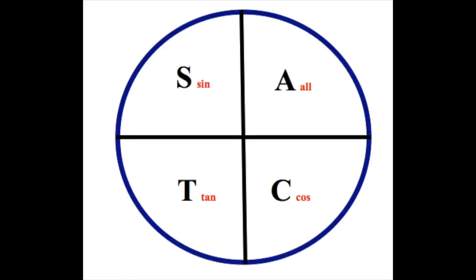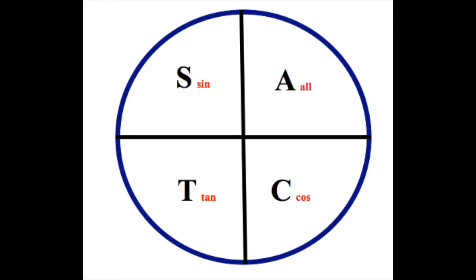Okay, so let's go over the CAST rule. The CAST rule pretty much splits up the x and y graph into 4 sections or 4 quadrants, as we know from before. So let's go over what this means. On the bottom right of the circle, this section, you can see that it says C and it stands for cos. This just means that whenever we have a terminal arm that ends in that section, or we have an angle in that section, the cosine value of that angle will always be positive.